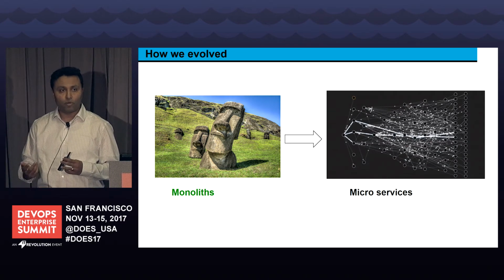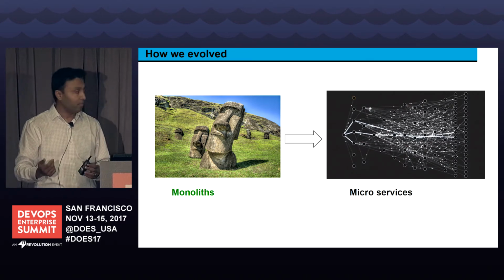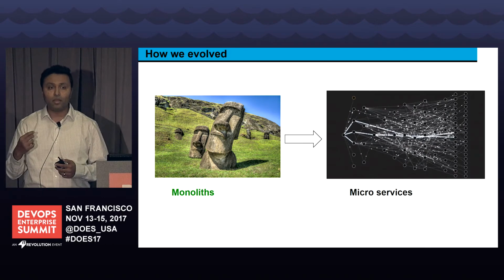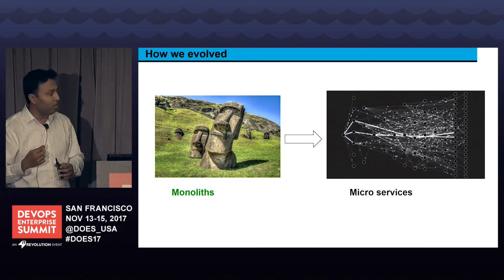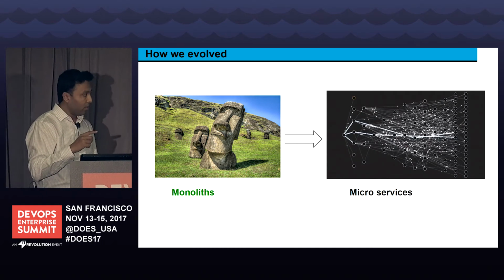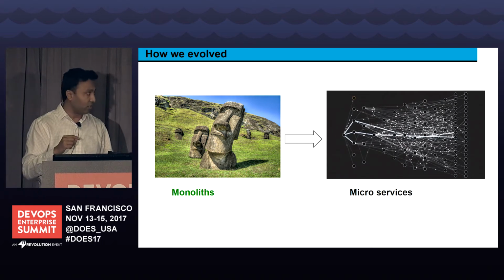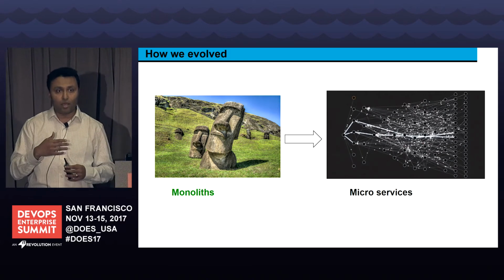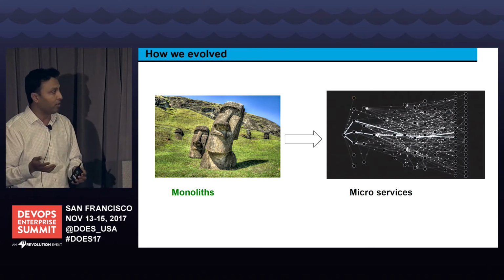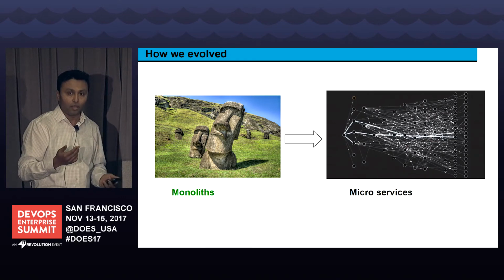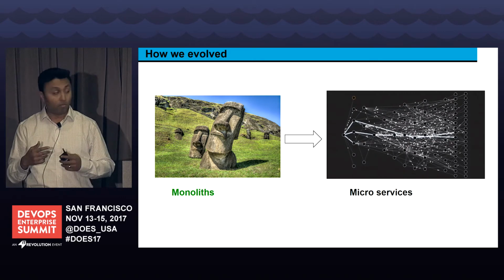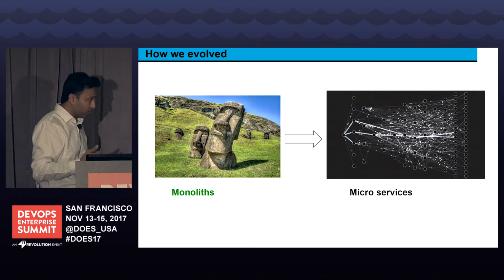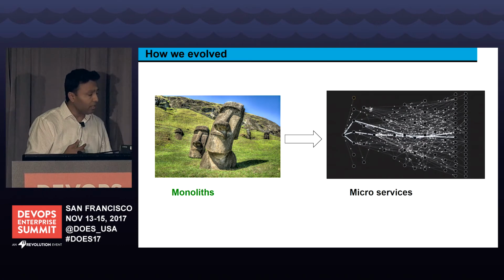Fast forward to today, this is how our architecture is. Any net new applications we develop are cloud native, using microservices architecture. And we slayed a number of monoliths and decomposed them into microservices, and we have them running in our public cloud. Hundreds of microservices are running in our public cloud.